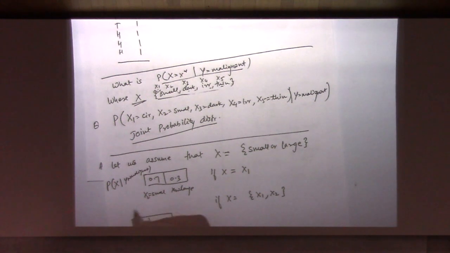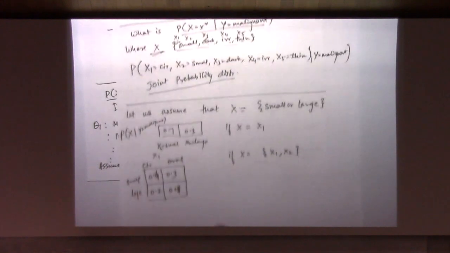This one will be x1, and this will take two values, let's say circular and oval, and this one will be small and large. And then you need four values here, right? So you will need 0.7, 0.3, 0.2, 0.8, something like that. Well, they have to sum to 1. So 0.4, 0.3, 0.2, so now you need 4 minus 1 values. Right?